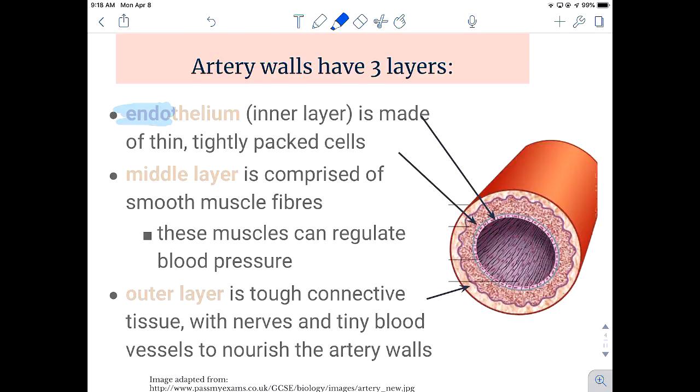And then we have finally an outer layer that is a tough connective tissue, and it has some nerves and tiny blood vessels that will nourish the artery walls. So as much as the artery is carrying blood, it actually needs its own blood supply for the tissues that surround it as well. So that blood supply comes in on the outside.